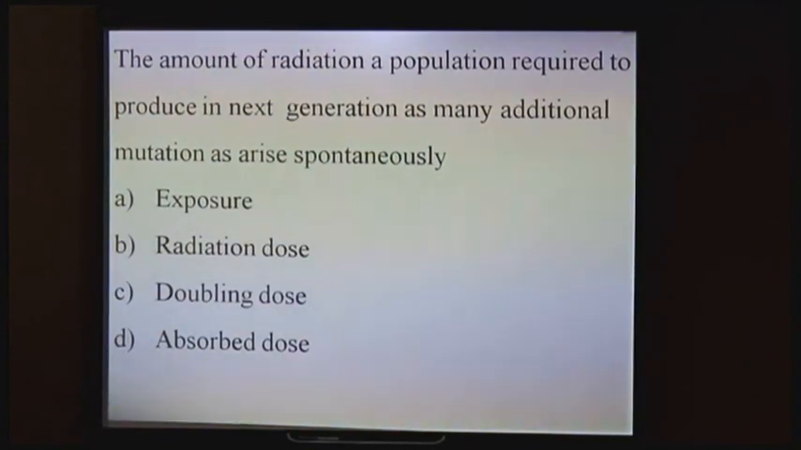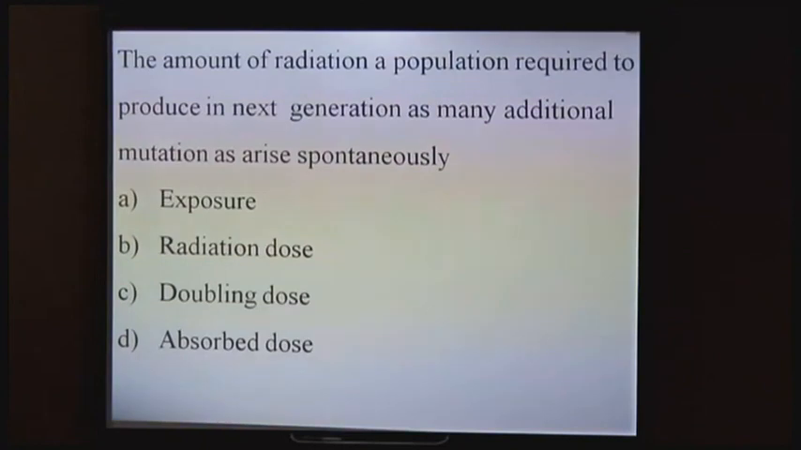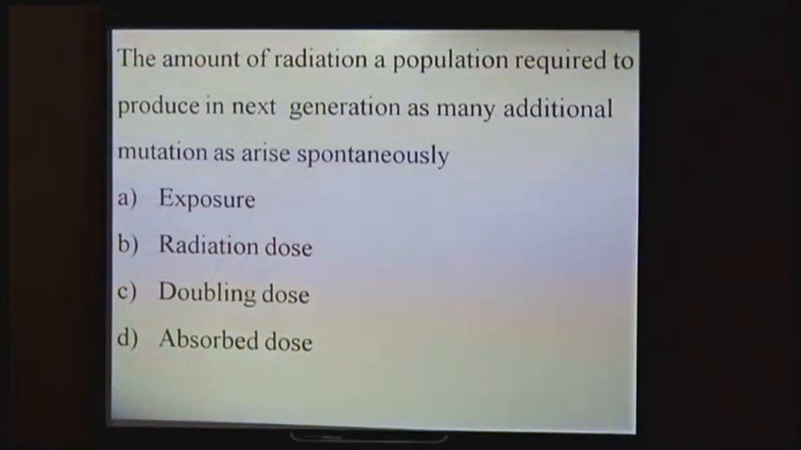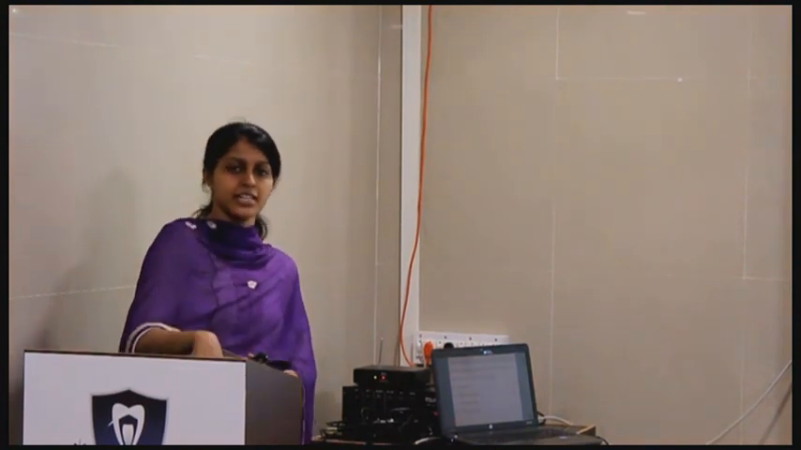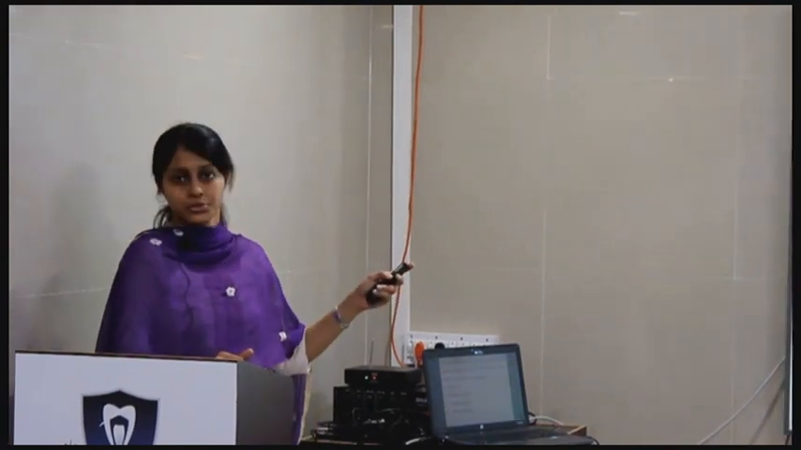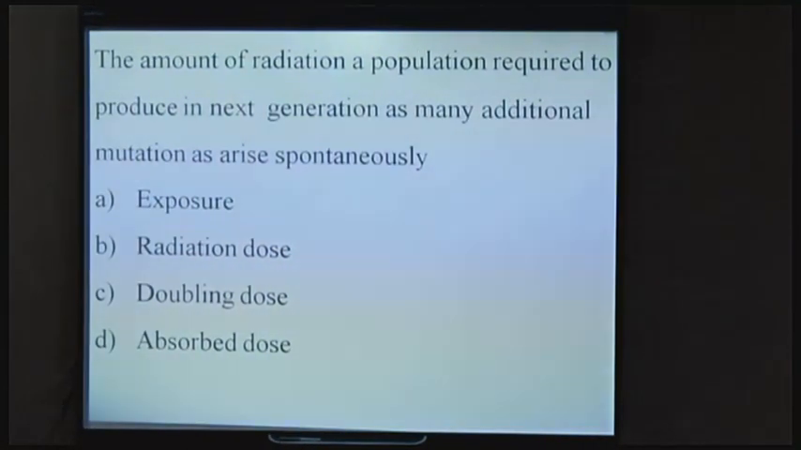The amount of radiation a population requires to produce in the next generation as many additional mutations as arise spontaneously. This is like when the Hiroshima Nagasaki bomb blast happened. So that is the concept they are talking about: some kind of radiation damage that you are causing to this generation, how much of that damage is required to produce effects even in the next generation. That is a doubling dose. All the others are dosimetry.